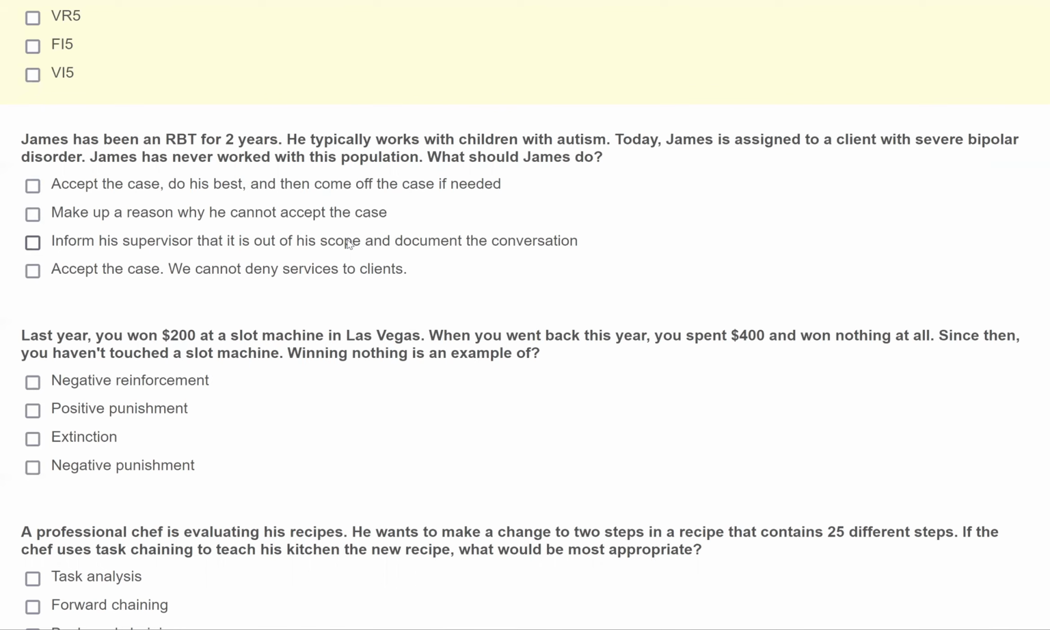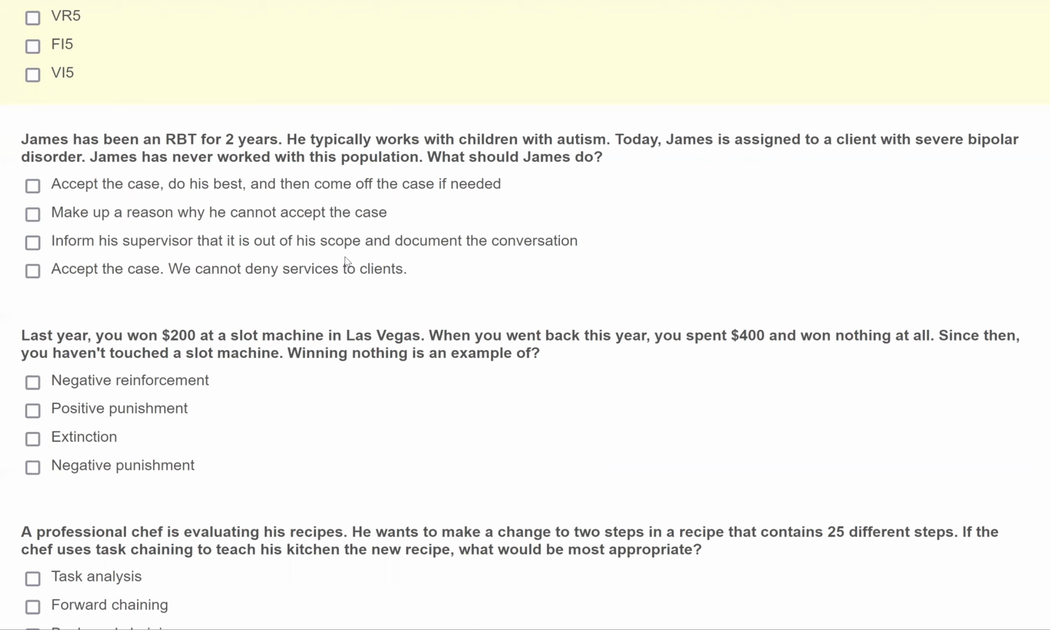So if you're put in this situation, like James is, and he's never worked with this population, what does the ethical code say we should do? A, accept the case, do his best, and then come off the case if needed. This is not what we should do. We shouldn't just accept the case and hope for the best. Best case is it works out. Worst case is you do significant damage to yourself or the client. We can't just accept and hope.